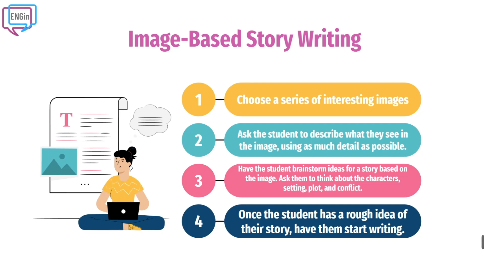Have the student brainstorm ideas for a story based on the image. Ask them to think about the characters, setting, plot, and conflict. Once the student has a rough idea of their story, have them start writing. Encourage them to write as much as they can without worrying too much about grammar or spelling at first. Once the student has written a draft of their story, have them read it out loud and proofread. As they read, ask questions and make suggestions to help them refine their story and make it more engaging.